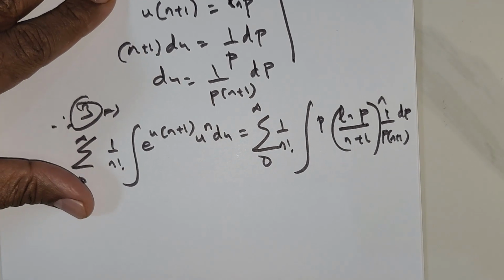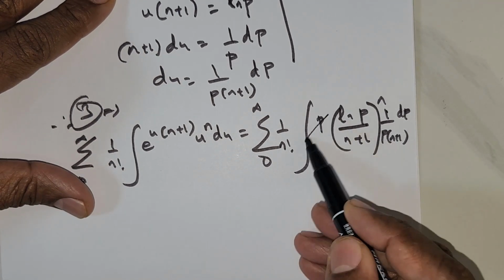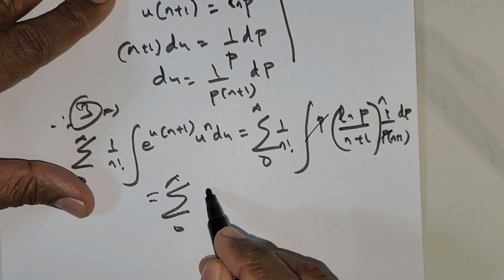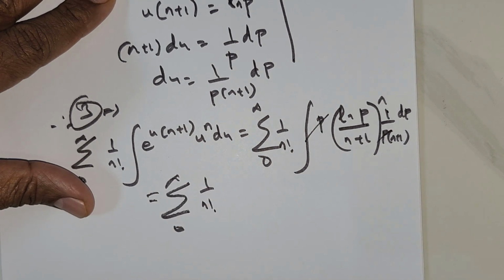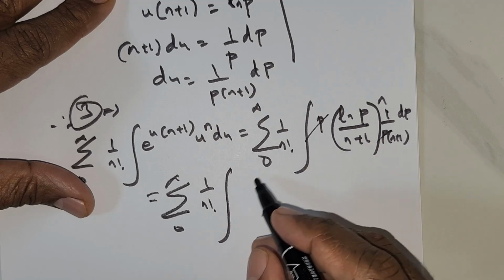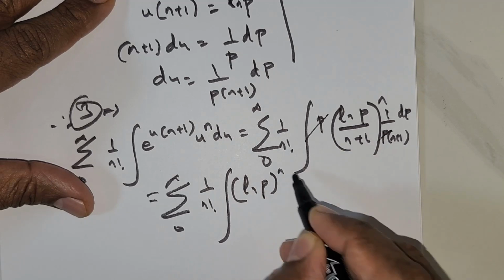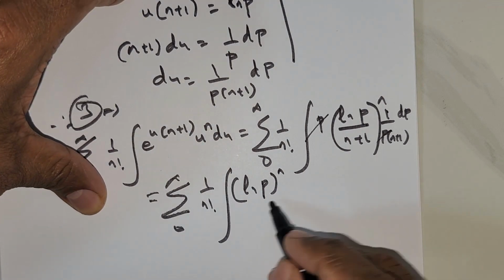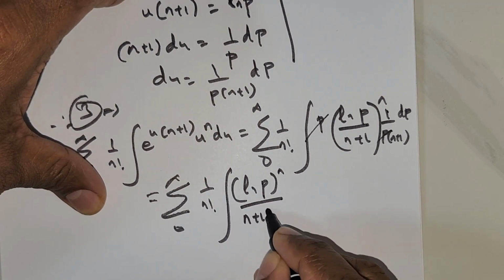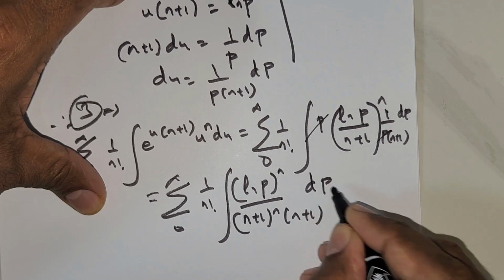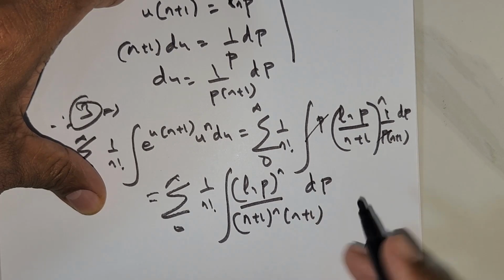Okay, fair enough. Now clearly you have a p here, you have a p here, so they get cancelled. So rewriting this, sigma 0 to infinity 1 over n factorial. Now I want to split this. So this is ln p raised to the power of n, fair enough. And then you have n+1 raised to the power of n, and then you have n+1 times dp. This is what you have got.